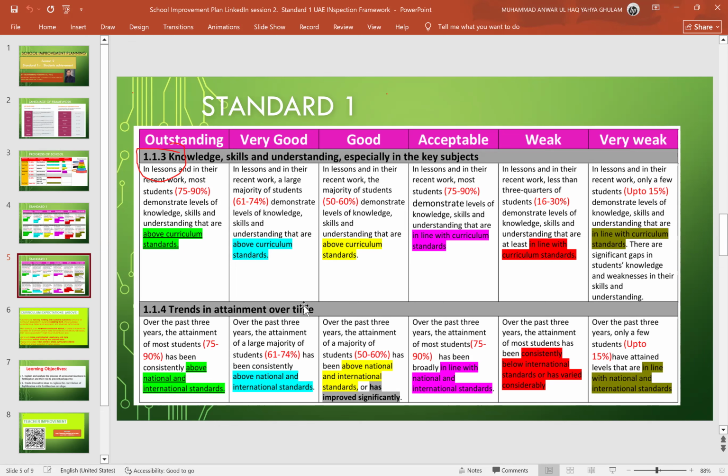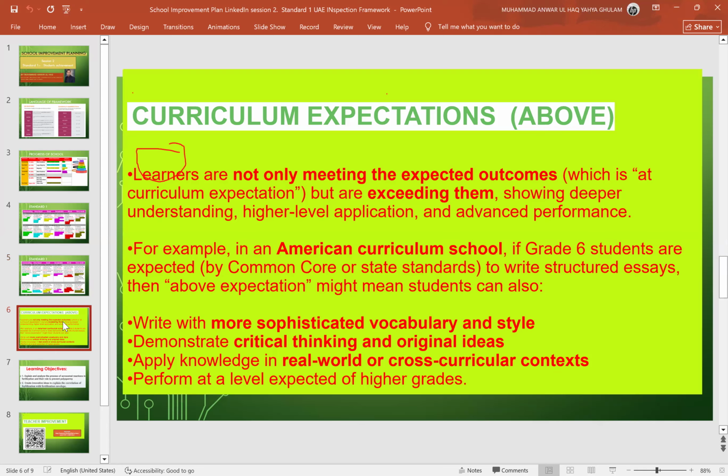Progress and all, I will come to this discussion. I hope in the next session we'll be discussing 1.2, which is progress, and 1.3 in the standard, which is the skills. Okay, because we are running short of time. So these are the things related to standard 1.1, which is attainment, and it is further categorized into four substandards or elements, which are 1.1.1 up to 1.1.4.